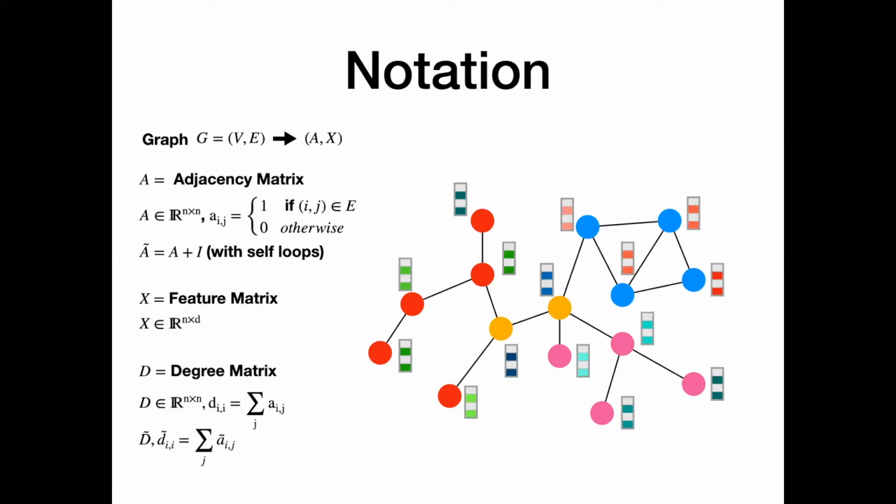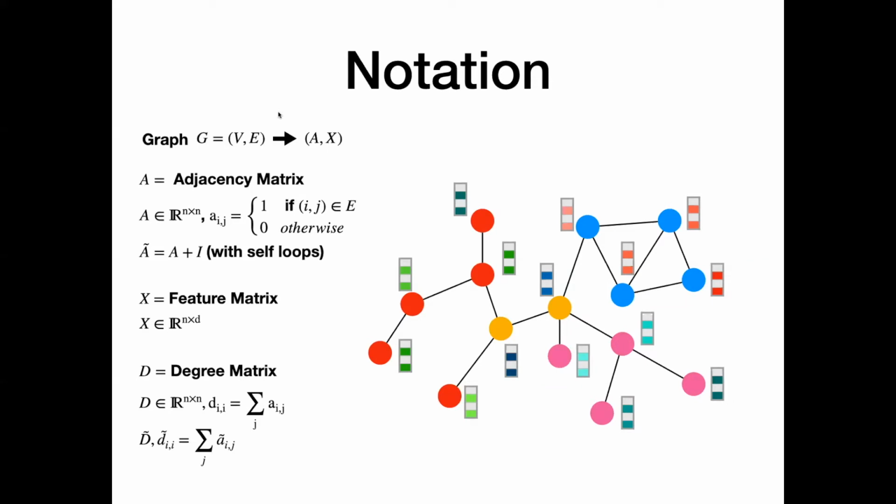So I'll start by introducing some notation. First of all, we will deal with graphs where each node has a feature vector associated with it. And if a network doesn't have feature vectors associated to its nodes, then you can simply create these feature vectors by assigning them random values or using features such as node degrees or node centrality or something like that.